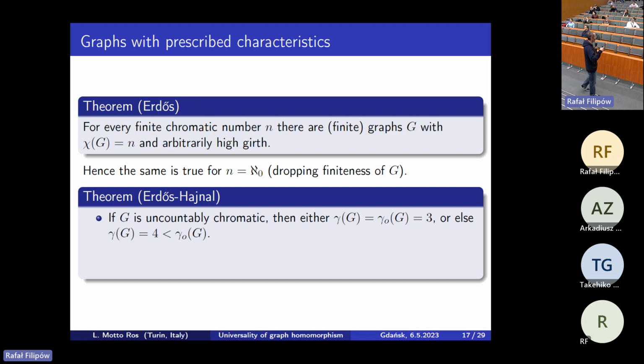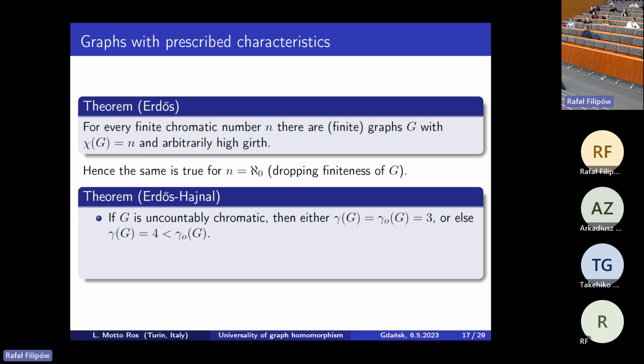So graphs with chromatic number greater than Aleph 0. Here we have another theorem by Erdős and Hajnal. If a graph has uncountable chromatic number, then you cannot have all possible values for girth and odd girth. There are some constraints. This is very surprising, very strong. There must be some structure.